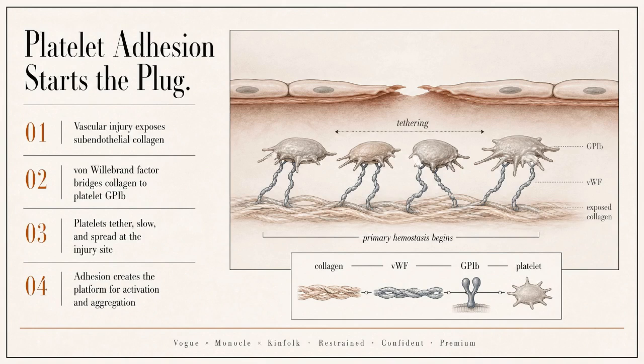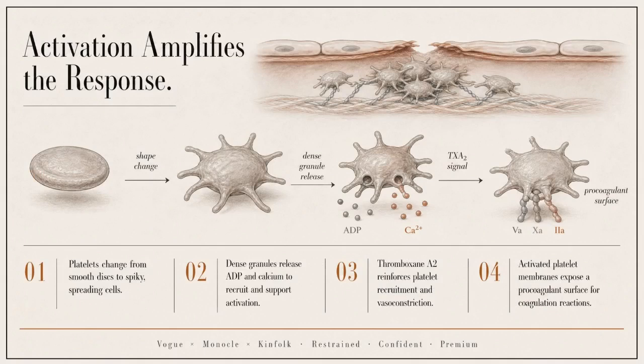This receptor-mediated recognition converts vascular injury into a coordinated hemostatic response. Defects in this process can lead to mucocutaneous bleeding, like nosebleeds or easy bruising. Next, we'll see how this initial adhesion amplifies the response. Once platelets adhere, activation amplifies the hemostatic response.